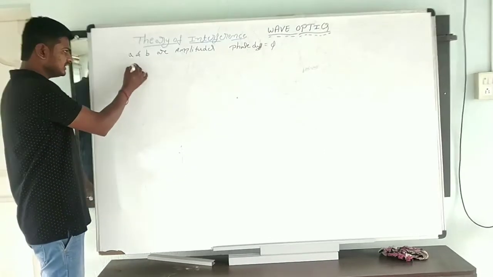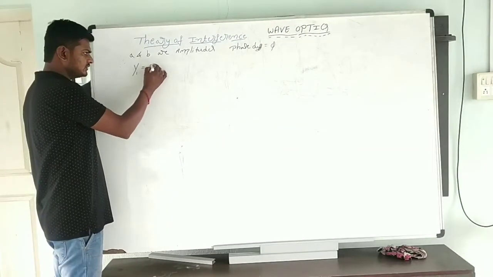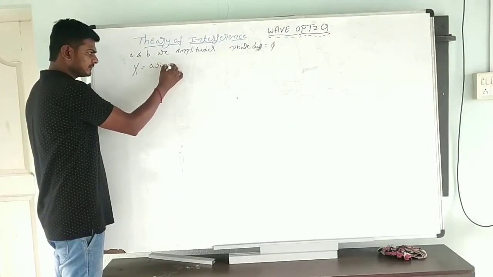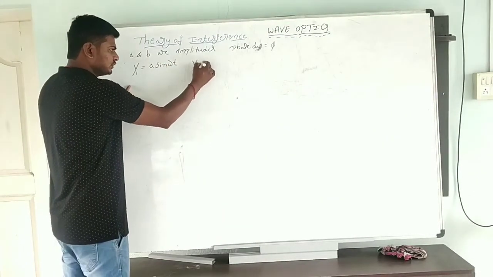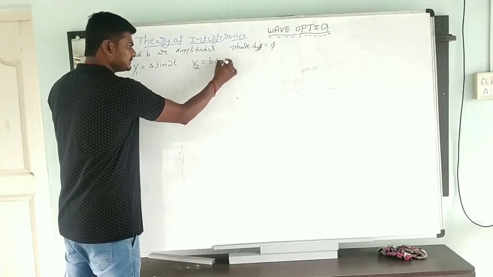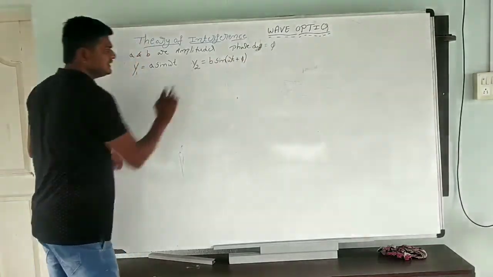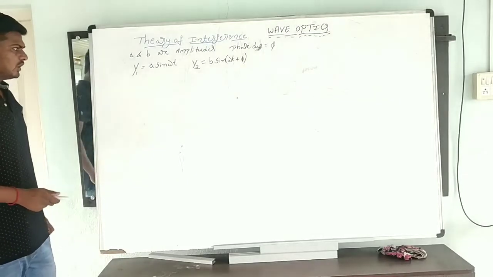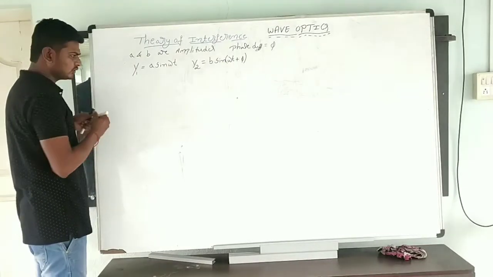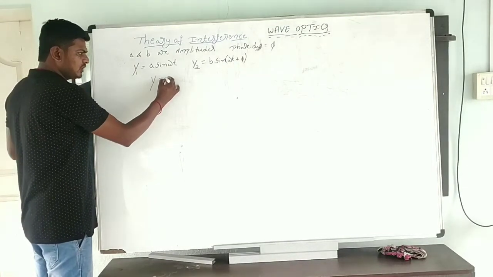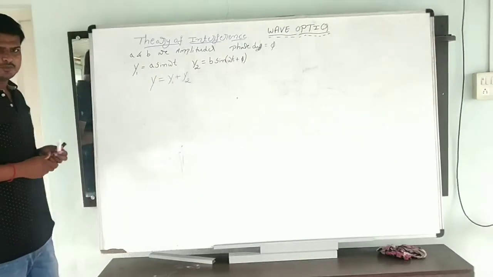Now I am going to write the displacement of the first wave: y1 is equal to A sin omega t. The displacement of the second wave, y2, is equal to B sin (omega t plus phi), because the phase difference is phi. Now the resultant displacement, since both waves interfere, is y equal to y1 plus y2.